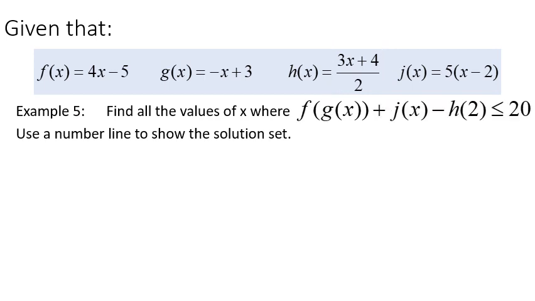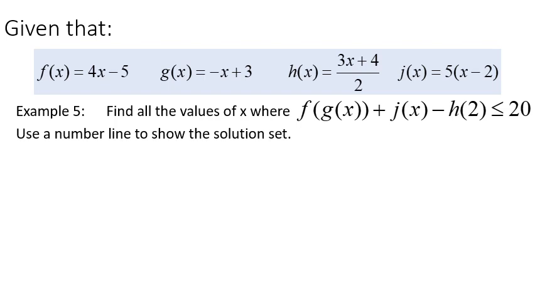And our last one. This one's tough, but we still should be able to do it. So we want to find all the values of x where f of g of x plus j of x minus h of 2 is less than or equal to 20. Being organized is going to be another key to success here.